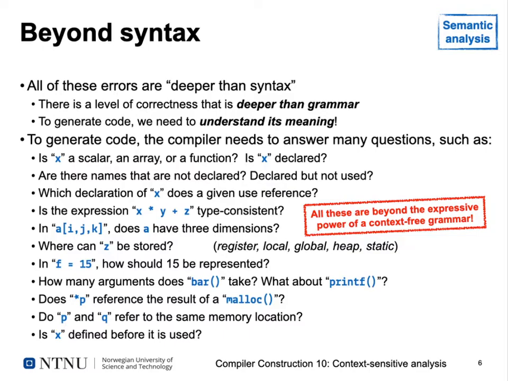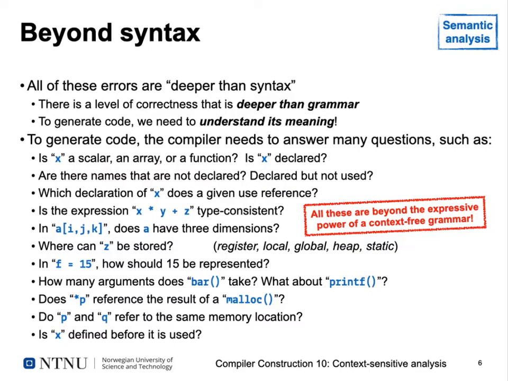But we also need to answer questions like, if we have something like a variable z, where can this be stored? Can this be in a CPU register? Is this a local variable on the stack? Is this a global variable in our data section? Is this maybe on the heap? Or is this some static variable that has to get some special treatment? If we have expressions like f equals 15, how should we represent this 15? If f would be a float variable, this 15 would have to be expressed as a floating point constant instead of an integer constant.